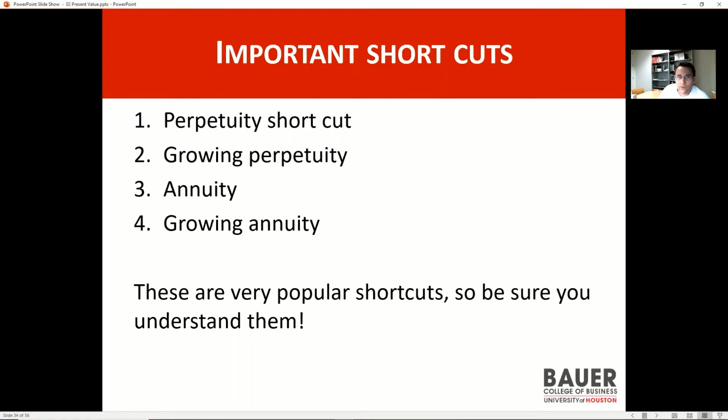Here are the 4 shortcuts that we're going to see: the perpetuity, the growing perpetuity, the annuity, and the growing annuity. I'm going to define them, and then we're going to talk about why they're important in corporate finance and how they're going to help us think about firm valuation.